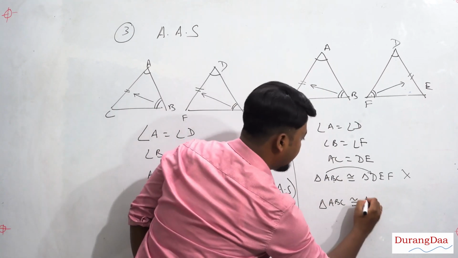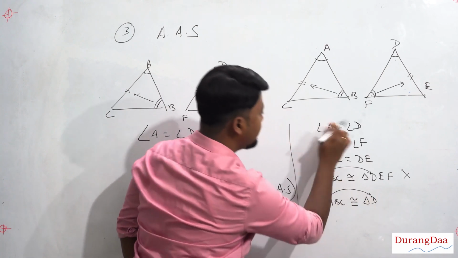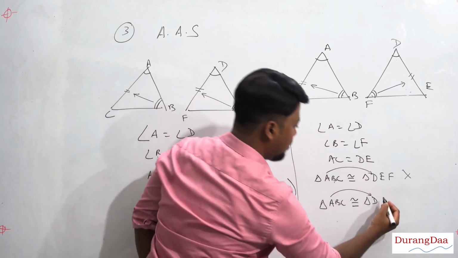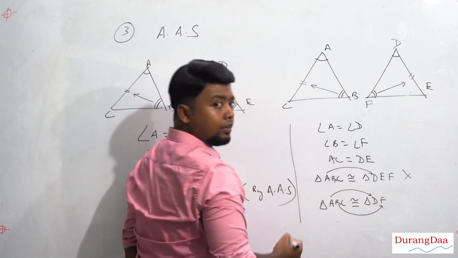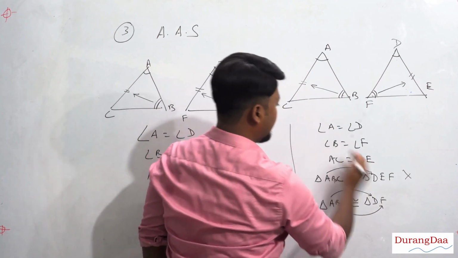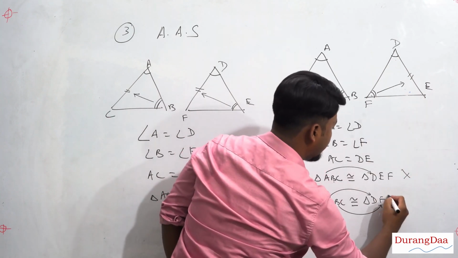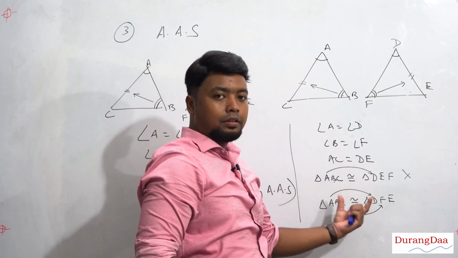So triangle, first I will write D because angle A is equal to angle D. After that angle B is equal to angle F, so we need here F. And finally C is there, the last one will be E. So be careful in this type of situations.